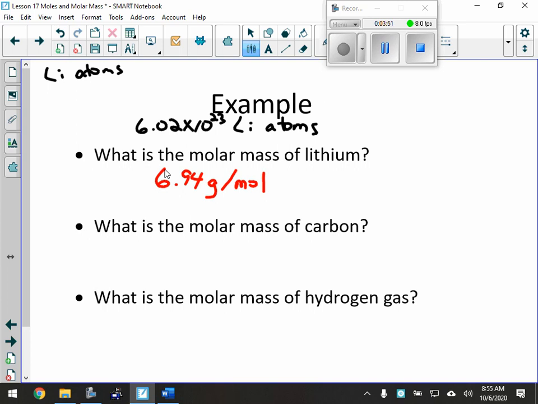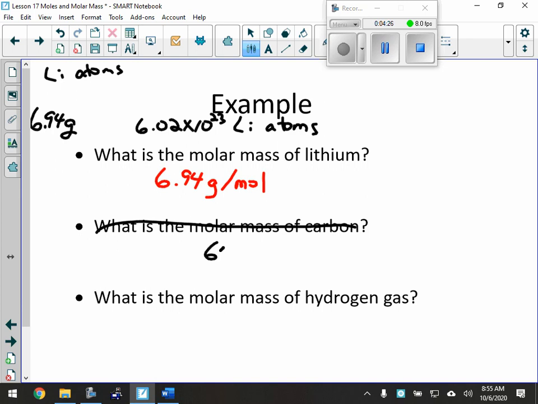If you counted out 6.02 times 10 to the 23 lithium atoms and you put them on a scale, the scale would read 6.94 grams, okay? That's what it's saying. You take 602 sextillion lithium atoms, put them on a scale, the scale will say 6.94 grams. Another way to say that is, again, if you took, I'm just going to do it down here. Don't think that I'm not doing this yet. I'll come back to that.